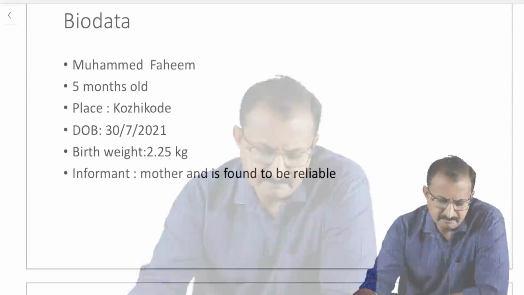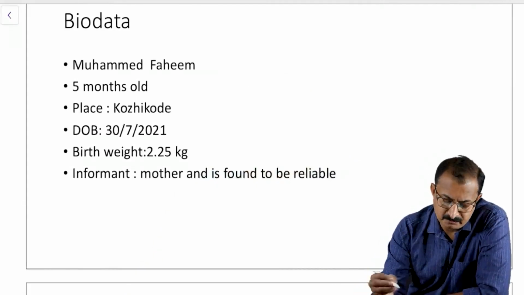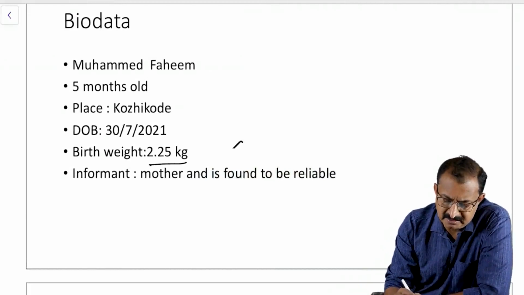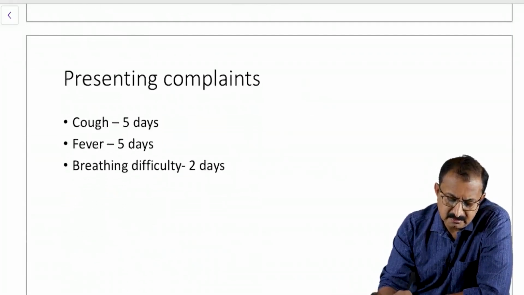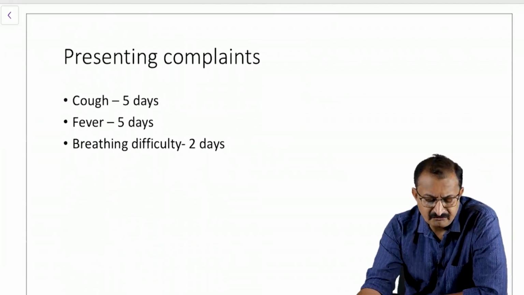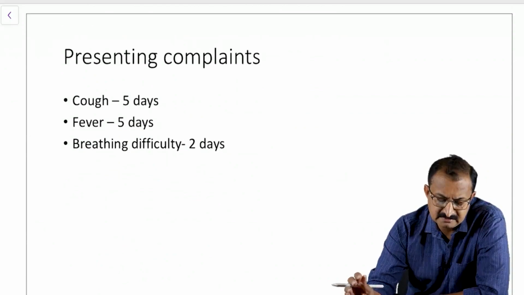So a 5-month-old baby, male child, with a birth weight of 2.25 kilogram. 2.25 is on the lower side, low birth weight. Presented with cough for 5 days, fever 5 days, and breathing difficulty 2 days.